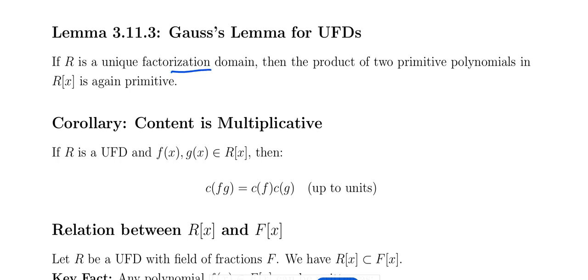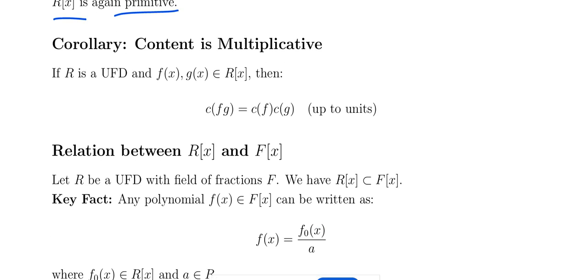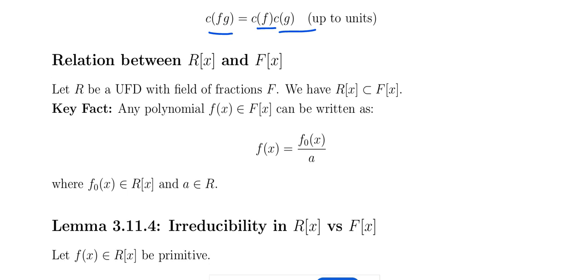If R is a unique factorization domain, then the product of two primitive polynomials in R[x] is again primitive. The content is multiplicative: the content of fg equals the content of f times the content of g. Let R be a unique factorization domain with fraction field F, then R[x] is contained in F[x]. Any polynomial f(x) in F[x] equals f0(x) divided by a.